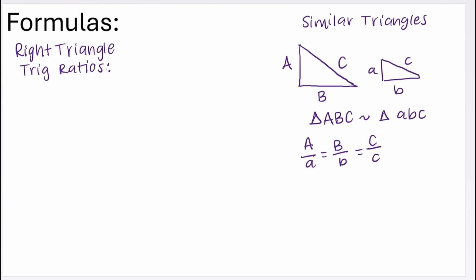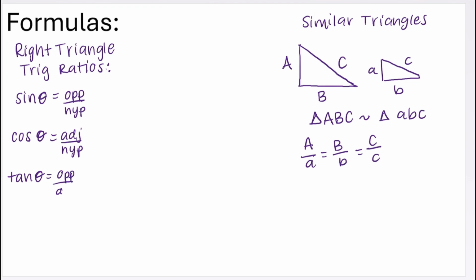Now, right triangle trig ratios. So sine in a right triangle, sine of theta is opposite over hypotenuse. Cosine is adjacent over hypotenuse. Tangent is opposite over adjacent. Okay, those are ones that you've probably seen before. So, SOH CAH TOA. Okay, remember those.